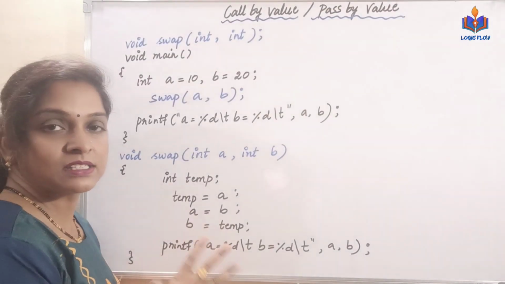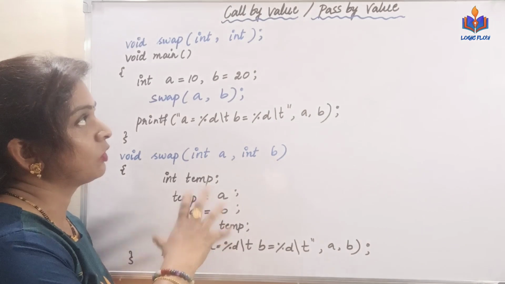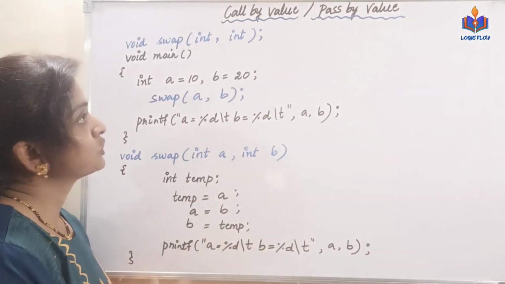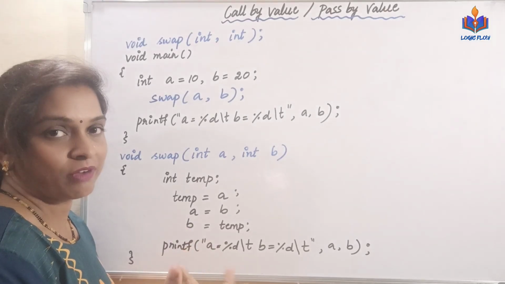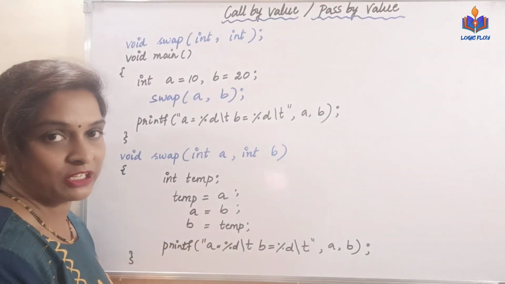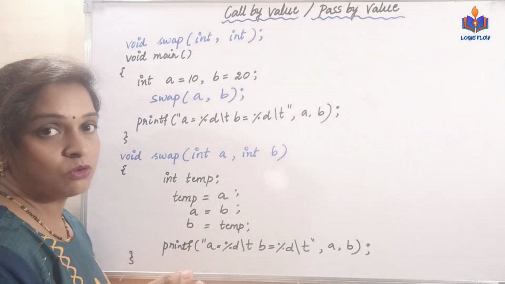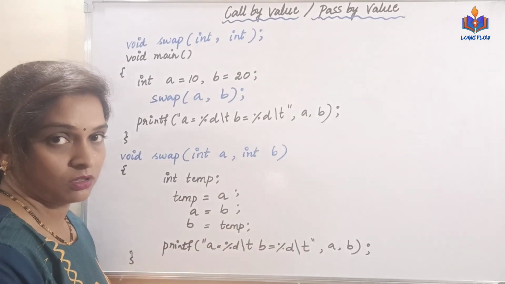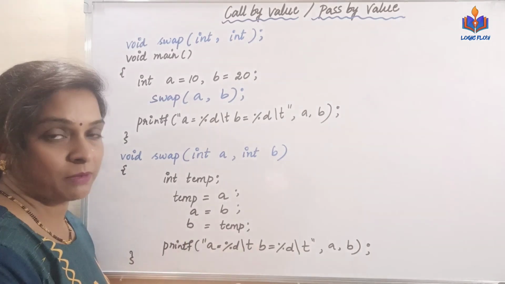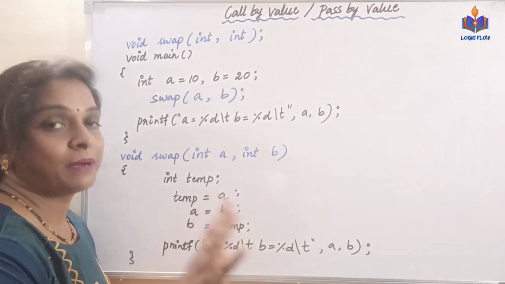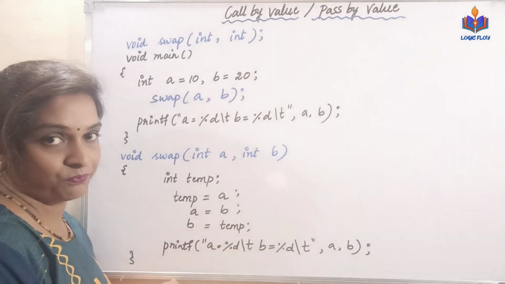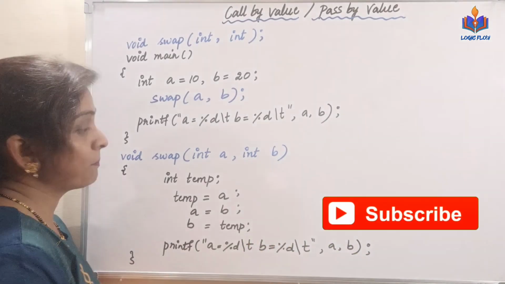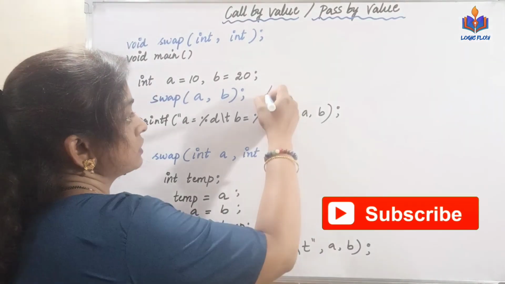So let us understand this call by value method, or pass by value, using this simple program. Here I am just trying to swap two values. Swap means interchanging two values. Call by value means calling the function by passing the actual value. Where do we pass the actual value, the actual argument? We pass that in the function call.